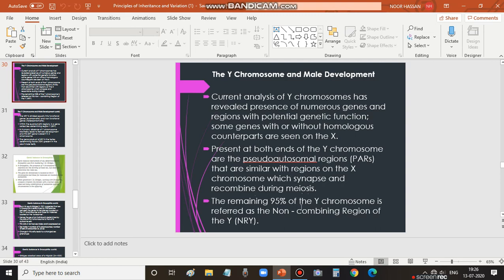The remaining 95% of the Y chromosome, apart from the PARs, is referred to as the non-combining region of the Y, that is NRY. It is called non-combining because it remains without any change and is very specific only to the Y chromosome. This NRY is not seen in the X chromosome. So the remaining 95% of the Y chromosome is referred to as NRY, or non-combining region of the Y.